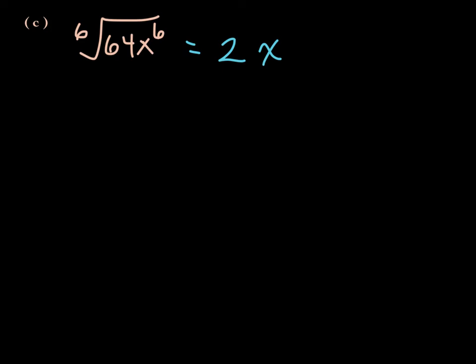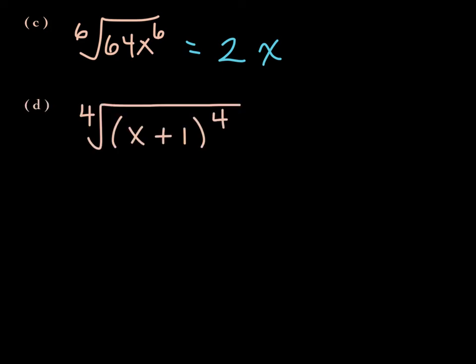All right, let's do one more. Actually, I forgot to mention in the previous example that we're assuming that x here is positive. Why do I say that? I don't know if you remember earlier me saying that every positive real number has 2 square roots. Well, every positive real number also has 2 fourth roots. Every positive real number also has 2 sixth roots.